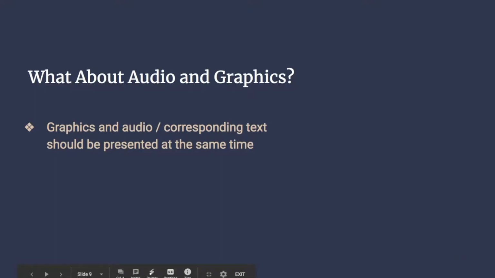They also talked about audio and graphics. So they said a similar principle would apply to a voiceover, right? So if you have graphics and you're doing a voiceover to add to the e-learning, those graphics and the audio should be presented at the same time.